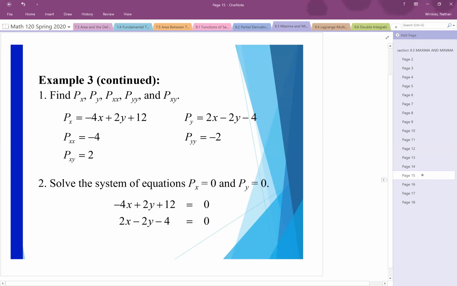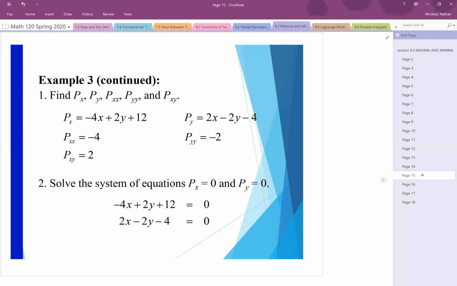So our profit here, so Px is minus 4x plus 2y plus 12. Pxx is -4. Pxy is 2. For Py, we get 2x minus 2y minus 4. Pyy, we get -2. So we've got to solve the system of equations. -4x plus 2y plus 12 equals 0, and 2x minus 2y minus 4 equals 0.